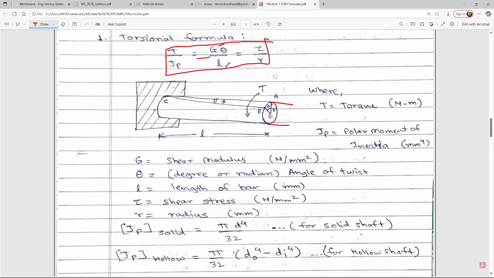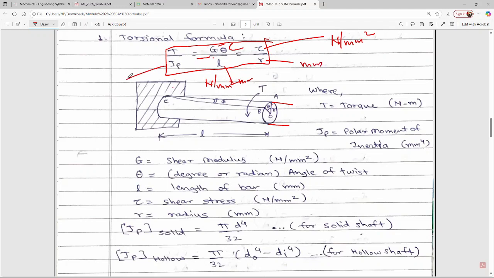L will be in mm. If L is taken in mm, then theta will be in radian. Then if L is in mm, G will be in Newton per mm square. G, the shear modulus, is in Newton per mm square, and tau, the shear stress, will also be in Newton per mm square. R is radius, and it will also be in mm.